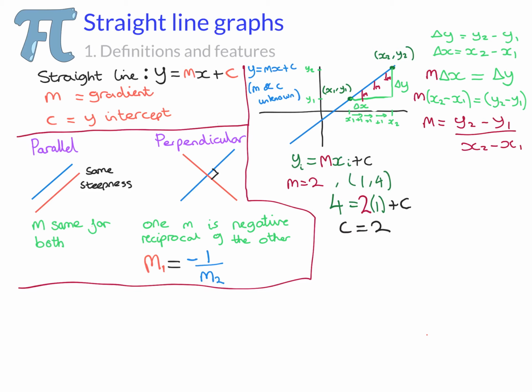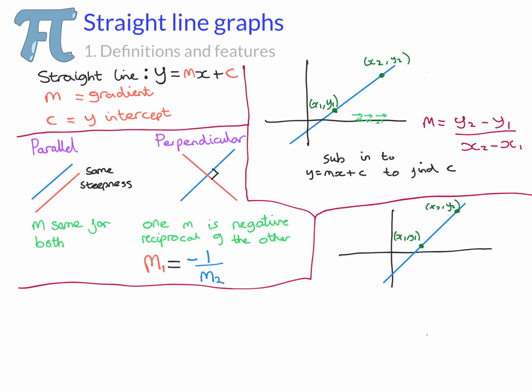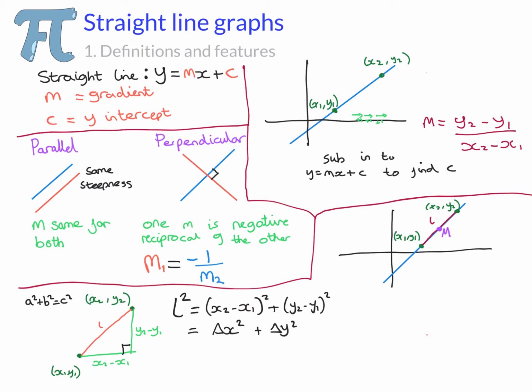If we do have 2 points on a line, it can be useful to find out the distance between them and their midpoint. To find the distance between them, we use Pythagoras' theorem. As when we found the gradient, we can work out the change in x and the change in y between these 2 points, and note these lengths down. We see that the length L forms the final side of a right-angled triangle, and so we just sub into Pythagoras' equation to get L squared is equal to the change in x squared plus the change in y squared.